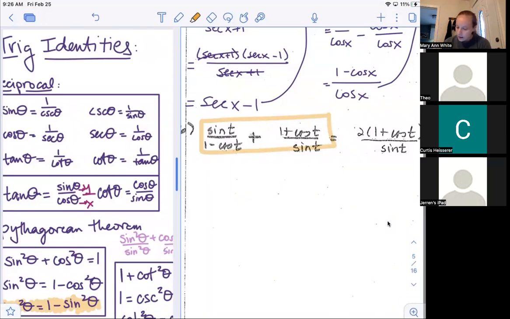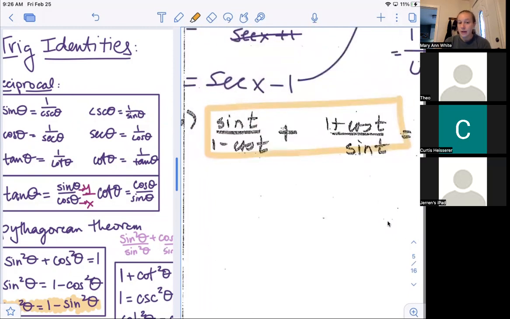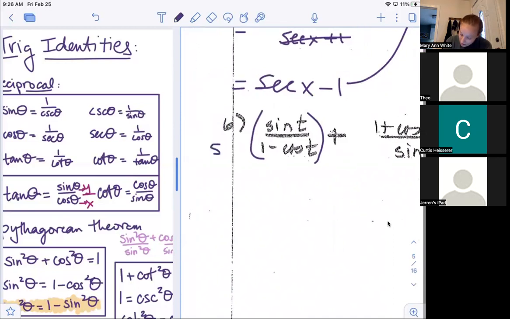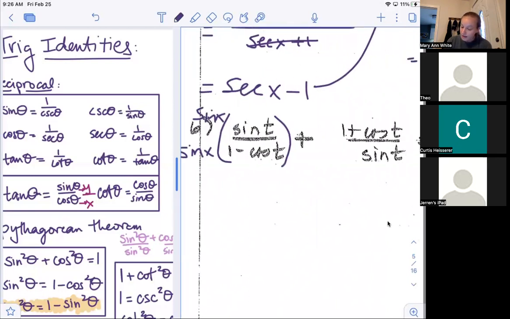Whenever I have two fractions being added together, I'm going to see if I can get them to have common denominators so I can bring them together into one big fraction. I also noticed that everything's already in terms of sine or cosine, so that's not a helpful first step because they're already there. What I can do though is multiply the first fraction by sine on top and bottom to get like denominators. And I'm going to multiply the second fraction by 1 minus cosine to get like denominators.